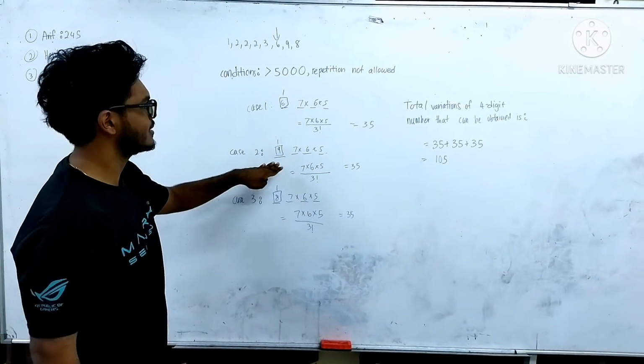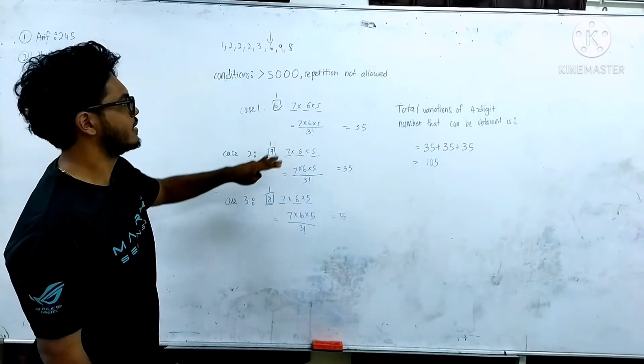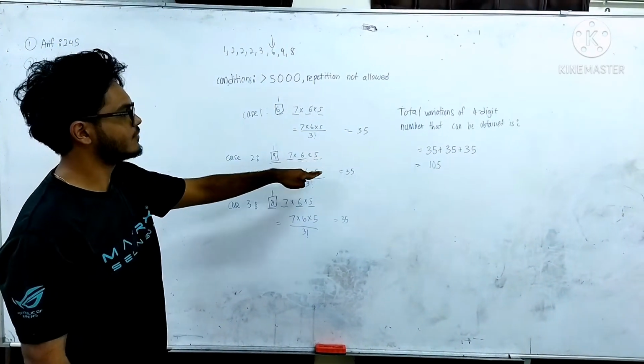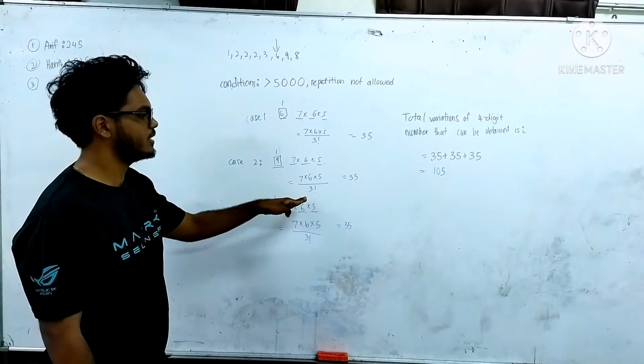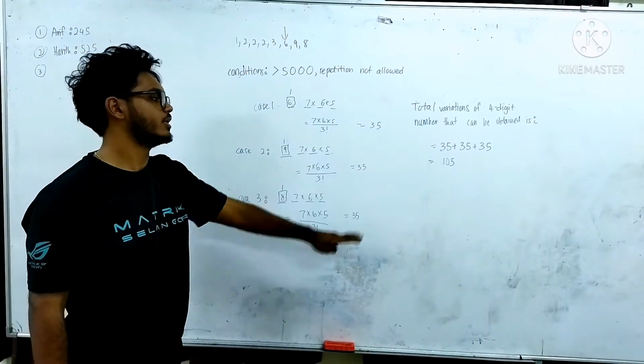For case 2, it is a similar thing again. Next, we are going to go to 9, which is greater than 5. Okay. And then 7 times 6 times 5, since other 7 numbers are remaining. And divide it by 3 factorial again, since we have 3, 2. And we're going to get 35.